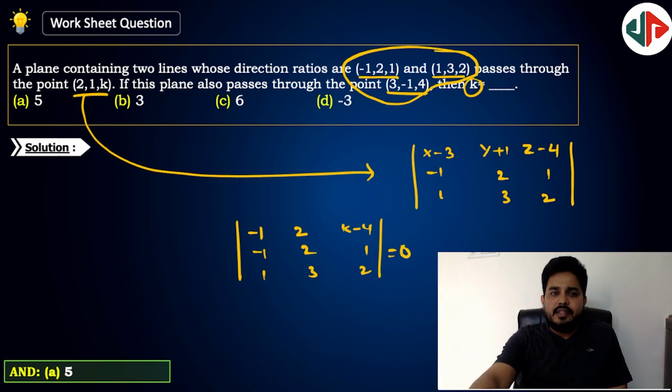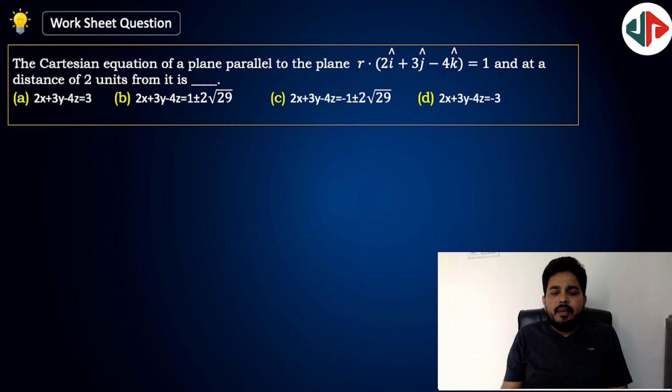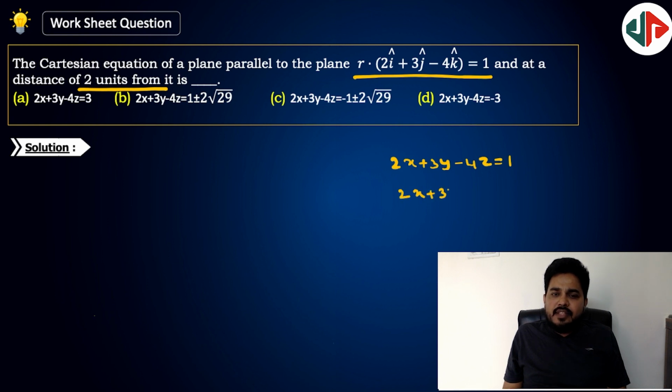Next question is the Cartesian equation of the plane parallel to this plane, at a distance of 2 units from it. So this plane is 2x plus 3y minus 4z is equal to 1. Any plane parallel to this one is 2x plus 3y minus 4z is equal to something. So the distance between these 2 planes is 2 units.